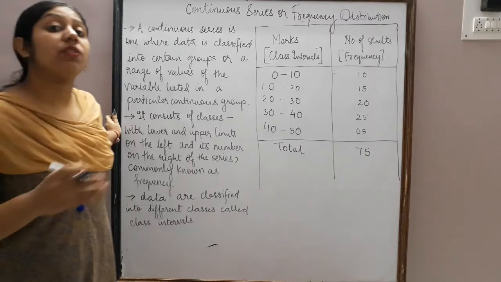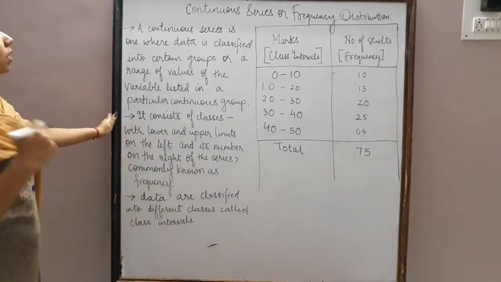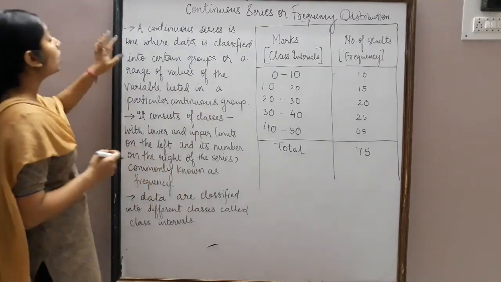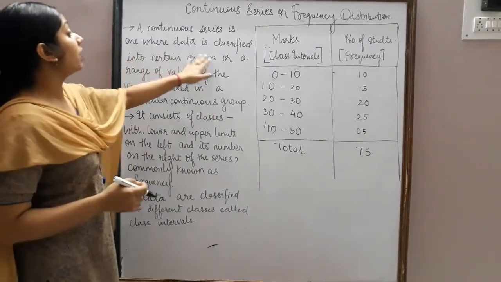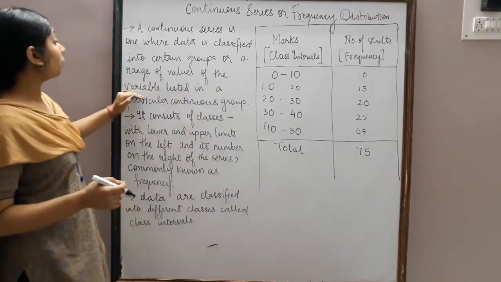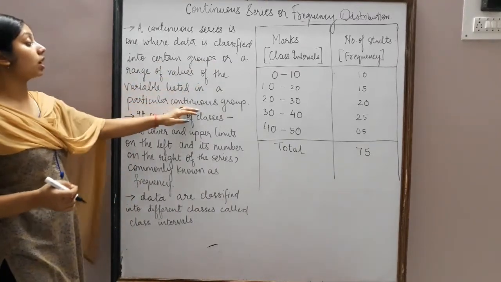But what happens when we have large data? So over here we have a type of series known as continuous series of frequency distribution. A continuous series is one where data is classified into certain groups or a range of values of the variable listed in a particular continuous group.